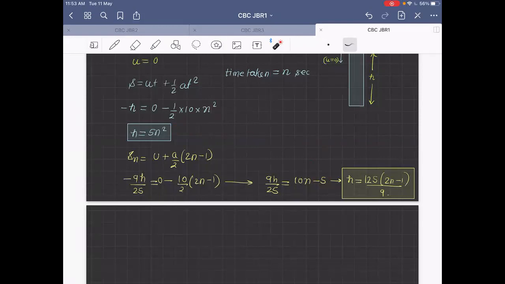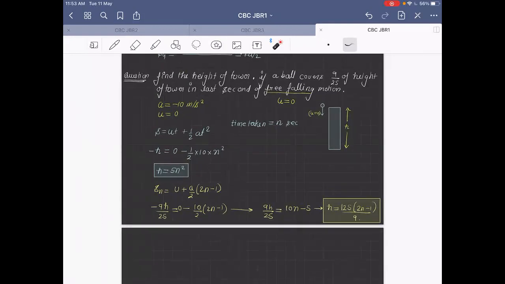Yes, I will upload this note, but solve it. Tell me how much you are getting for the value of n, quadratic equation. We will get here 5n square equals 125 (2n minus 1) divided by 9. Solve this quadratic equation.